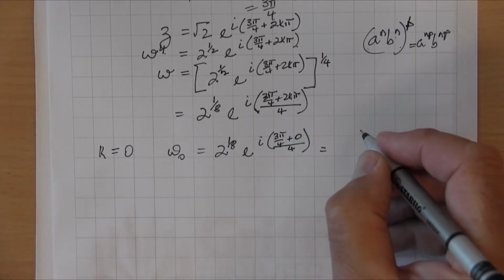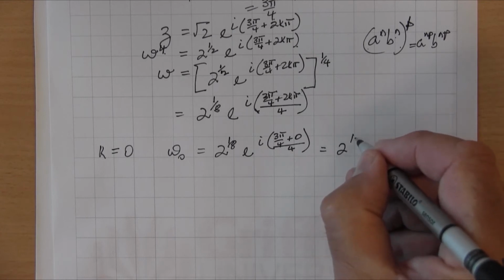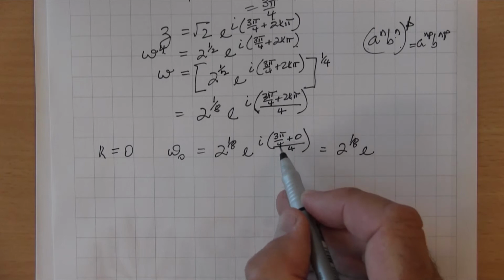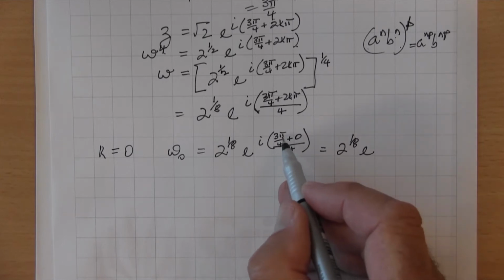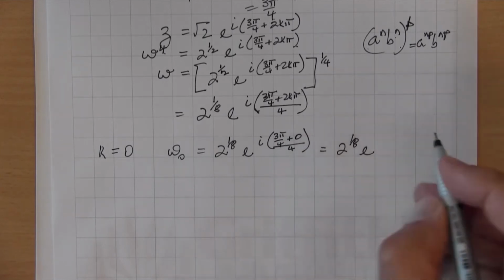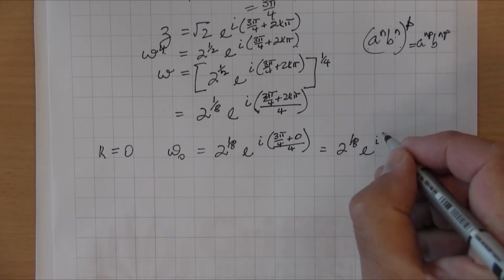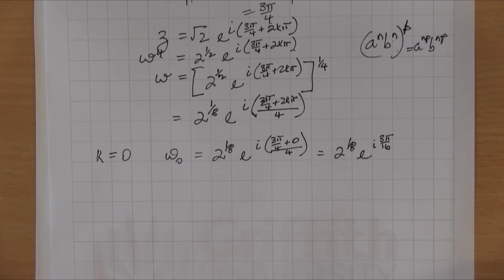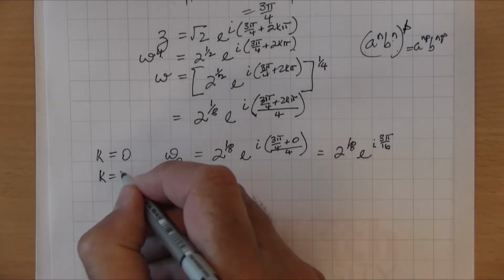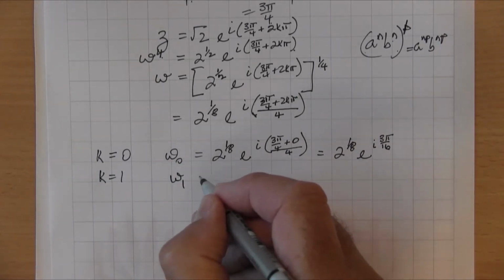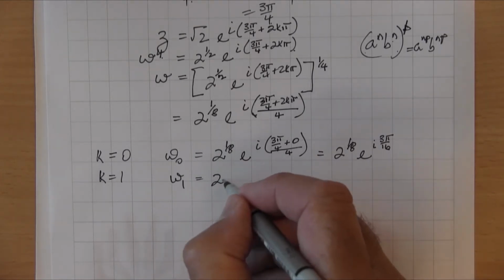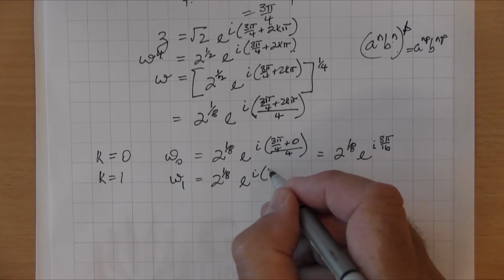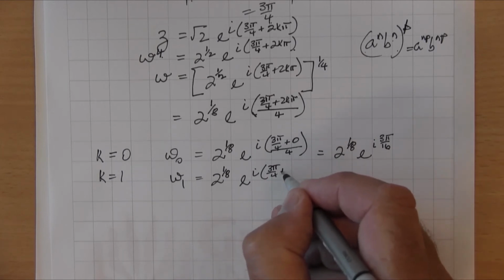And that'll be equal to 2 to the power of 1/8 e. Now 0 plus that is 3 pi on 4 over 4, which will be 3 pi on 16. So that'll be e to the i 3 pi on 16. Now k equals 1.